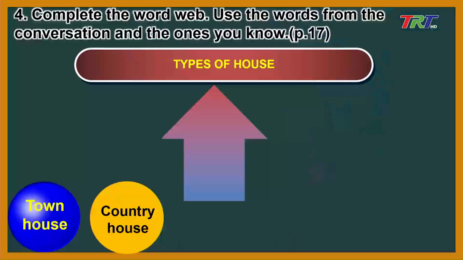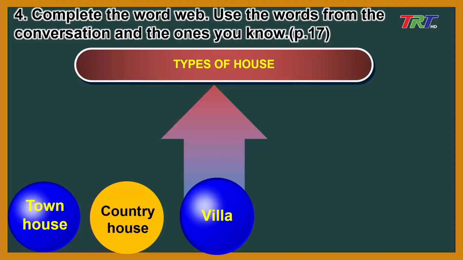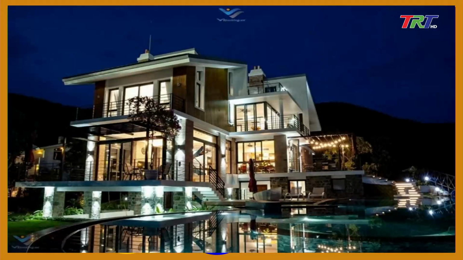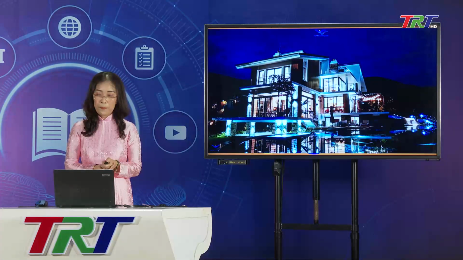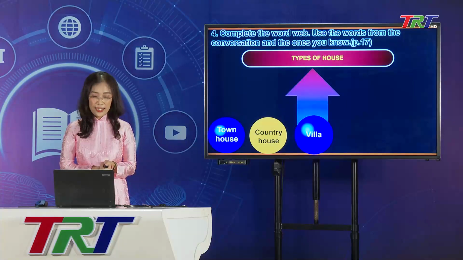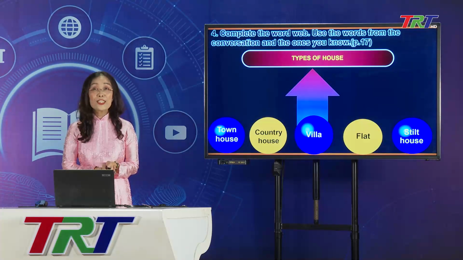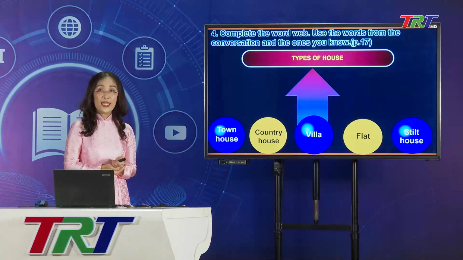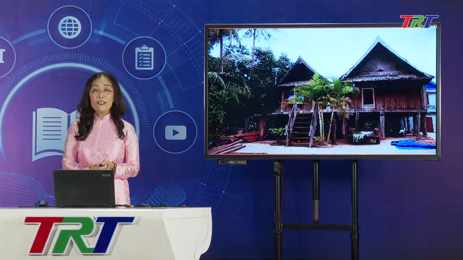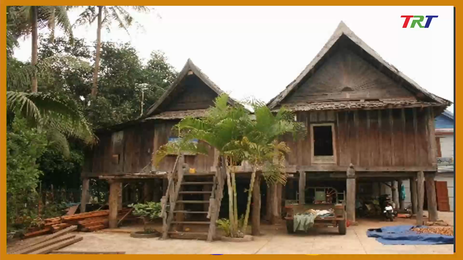Sir, how many types of house can you remember? We will check. The first one, townhouse. Number two, country house. And villa. Villa, you can look at the picture. It's a beautiful villa. Villa là một cái biệt thự. The next one, flat. And stilt house. Stilt house có nghĩa là nhà sàn. Và người ta thường xây dựng nhà sàn này ở miền núi để tránh thú dữ.